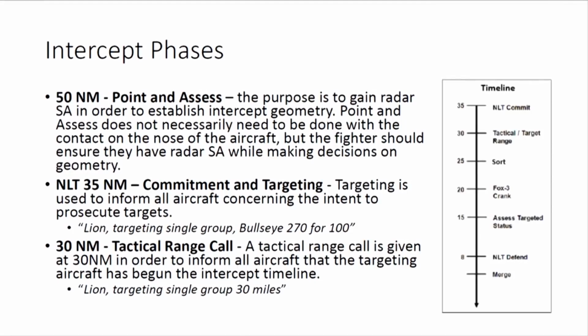If you choose to commit, a radio call signaling your intentions to commit, something along the lines of "Lion targeting single group bullseye 270 for 100," right? You're prosecuting this intercept. At 30 nautical miles, you've really entered your intercept timeline. You make a tactical range call at that point, "Lion targeting single group 30 miles," which signals to the rest of the aircraft in the package that you are on an intercept timeline.